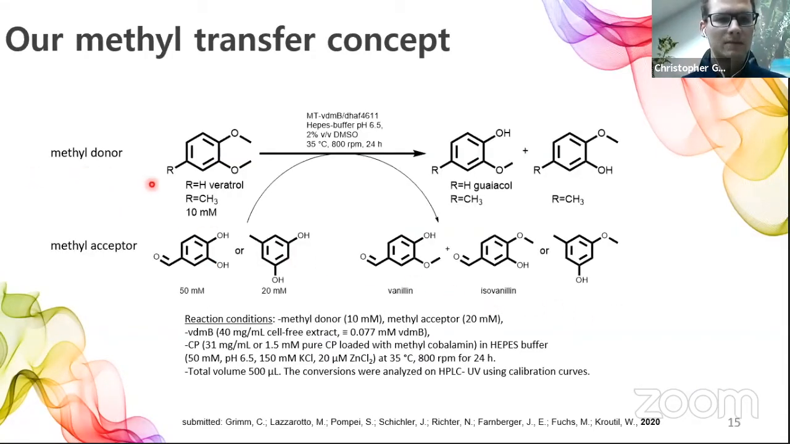In our reaction, we first started with veratrol, leading to the products guaiacol, as well as different kinds of methyl acceptors, such as the dihydroxybenzaldehyde, as well as orcinol here. And as you can see, we have an excess of these two methyl acceptors compared to the methyl donor. This is because we need an excess of the methyl acceptor to push the reaction equilibrium towards the demethylation.